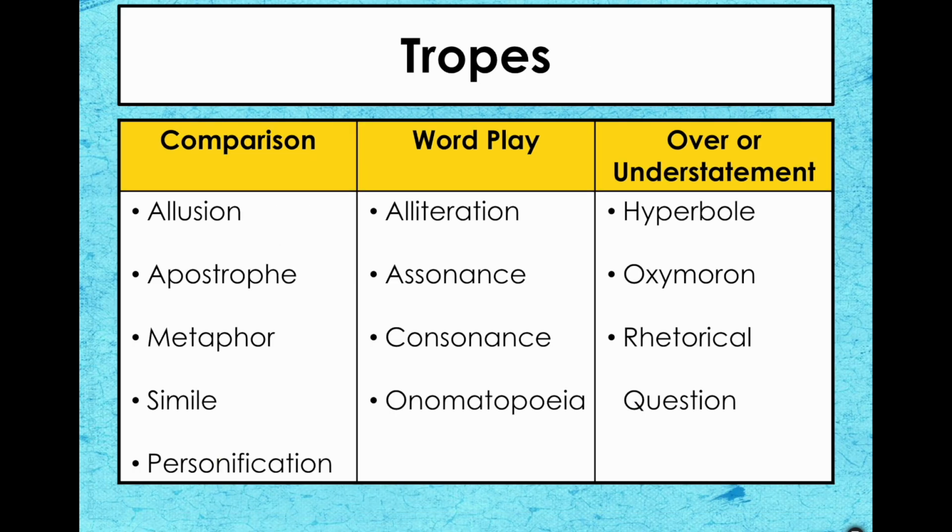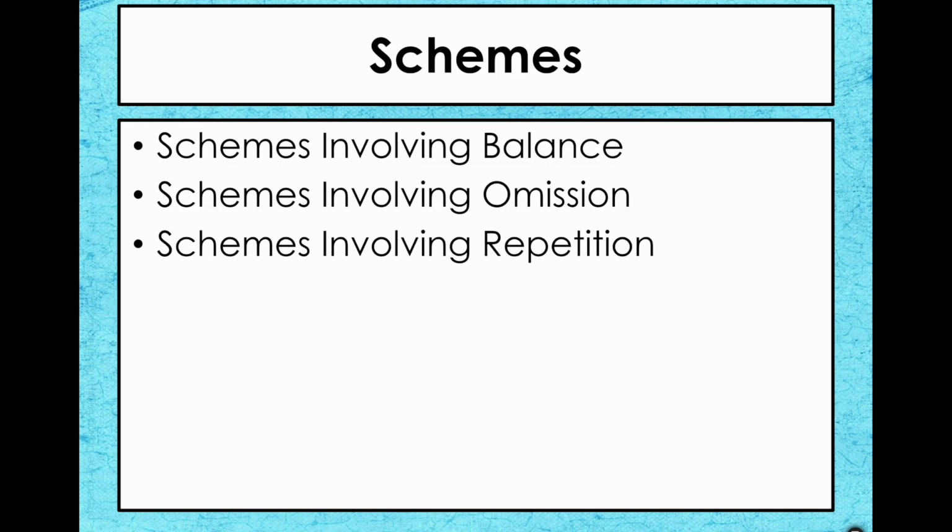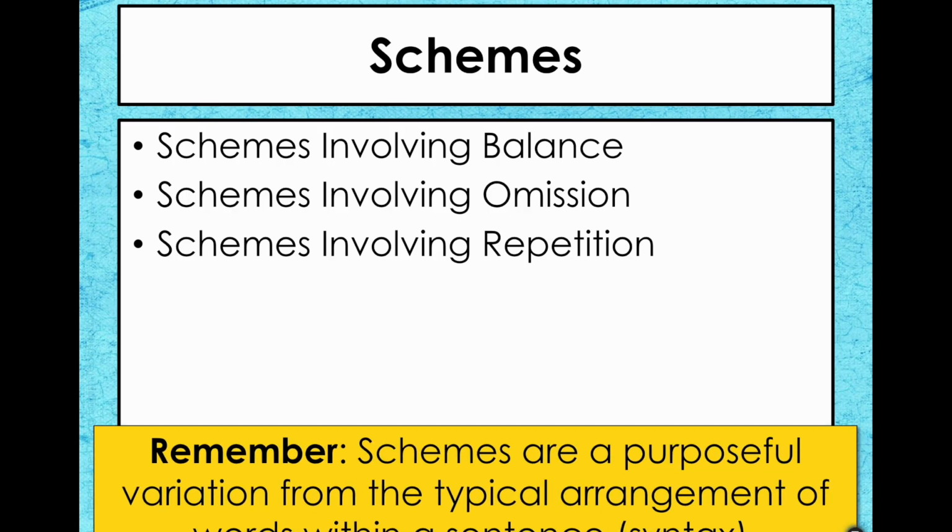So as a recap, tropes include allusion, apostrophe, metaphor, simile, personification, alliteration, assonance, consonance, onomatopoeia, hyperbole, oxymoron, and rhetorical questions. Moving on, we have schemes that involve balance, schemes that involve omission, and schemes that involve repetition. And to remind you, schemes deal with structure, or what we also call syntax. Okay? So schemes vary from the typical arrangement of words in a sentence.